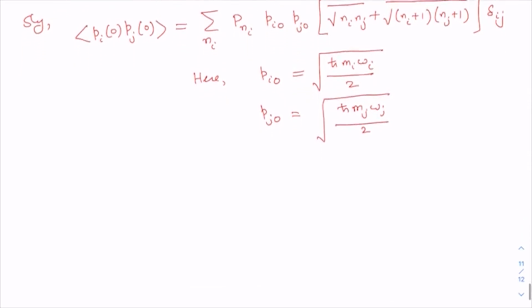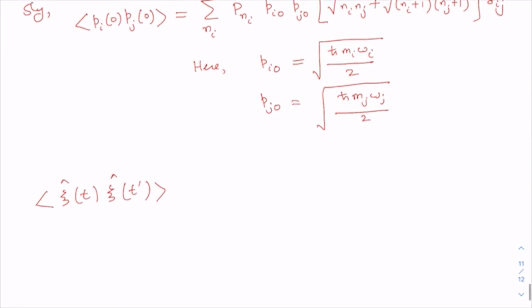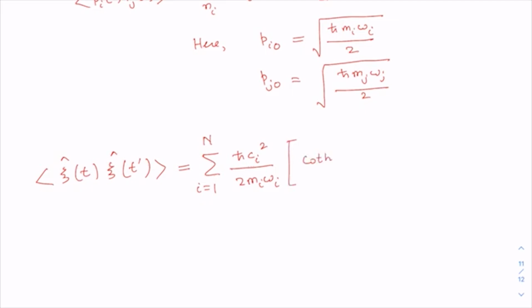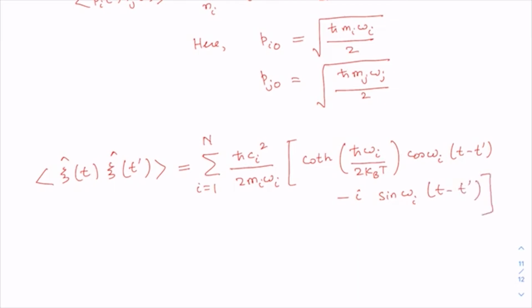Now using these relations we can work out the autocorrelation for the quantum Langevin noise, because these are now quantum operators, and if the calculations are done, you will get the summation over i equal to 1 to n of h cross ci squared divided by twice mi omega_i, and here you will have coth of h cross omega_i divided by 2 kBT, where h cross is the reduced Planck's constant and kB is the Boltzmann's constant, times cos omega_i(t minus t') minus i sin omega_i(t minus t'). So this is what you will get.